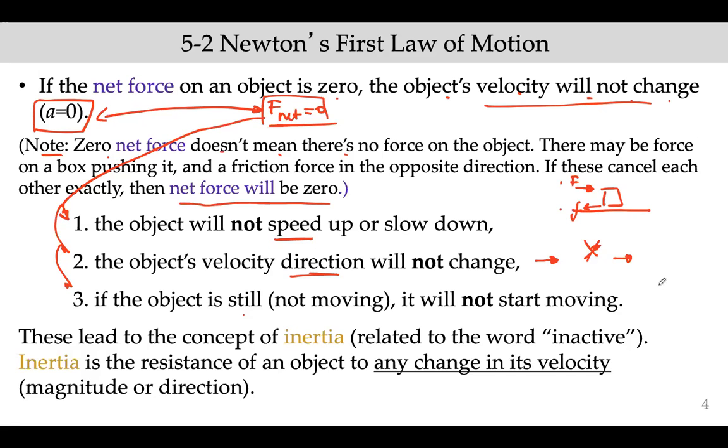So if you have a box again, let's say one person is pushing it to the right with, say, 5 newtons, and the other person is pushing it with 5 newtons. If the initial velocity is 0, this box will just stay here. It will be still. It will not start moving.